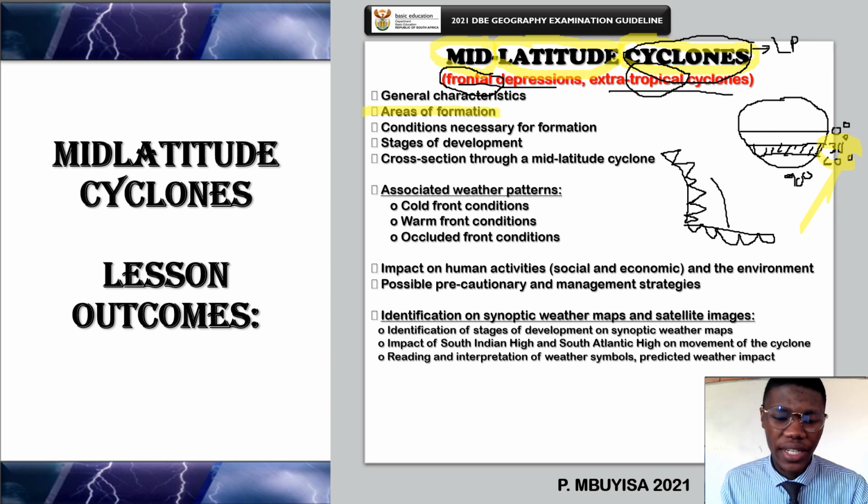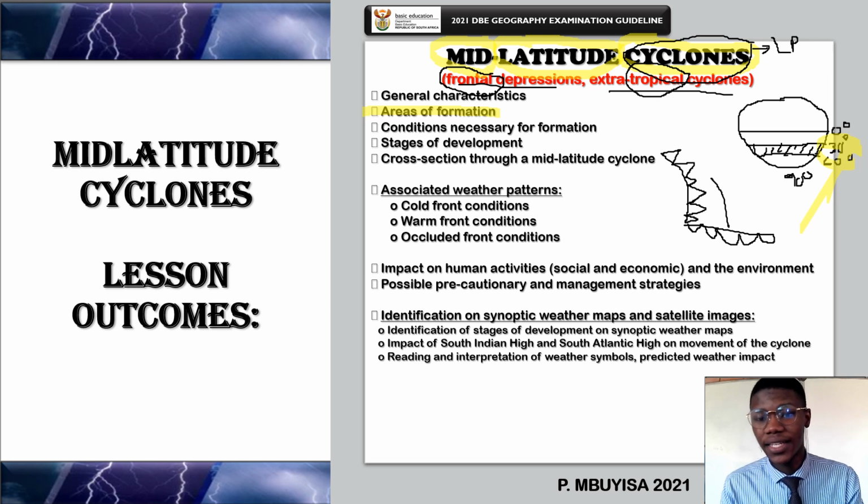Again, we look at conditions necessary for their formation. So what conditions are needed for a mid-latitude cyclone to form? Since they have fronts, and we said they have two fronts, they have a warm front and a cold front. Remember, a warm front is formed by a slightly warmer air. A cold front is formed by cold air. So those are the conditions that are needed. We need to have the presence of cold air and warm air.